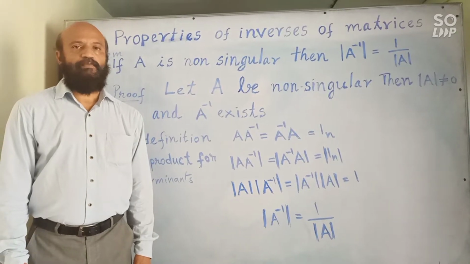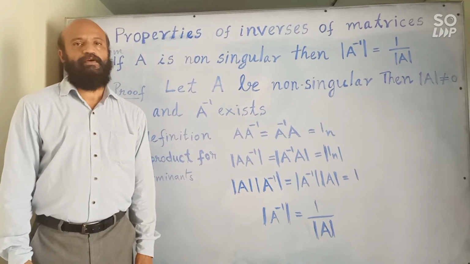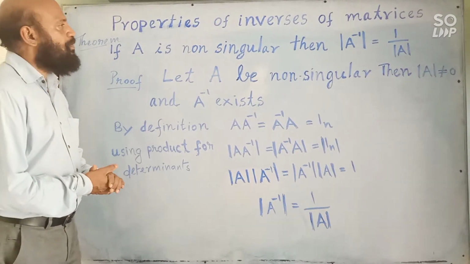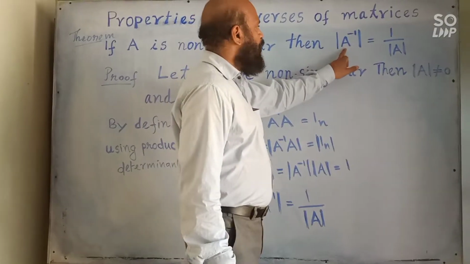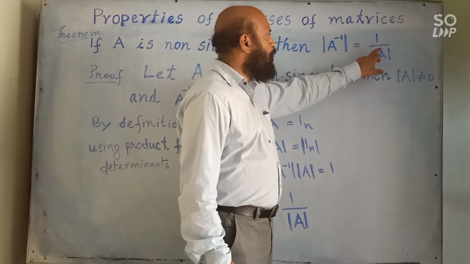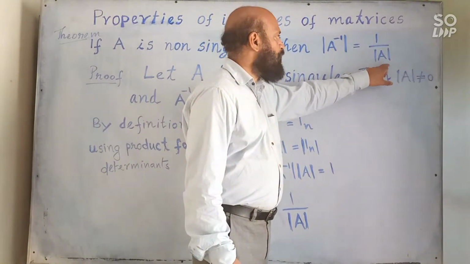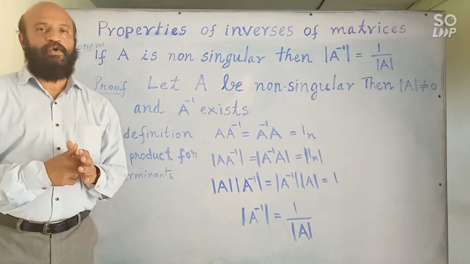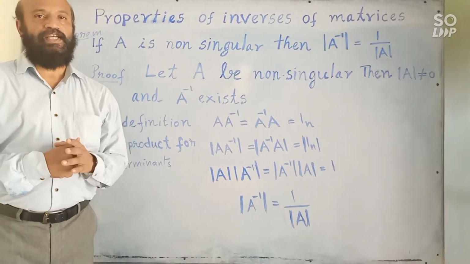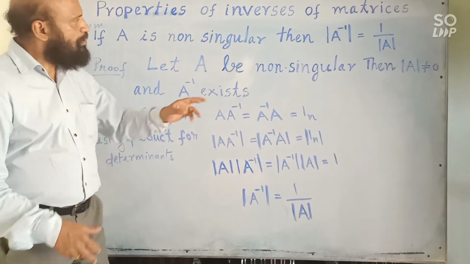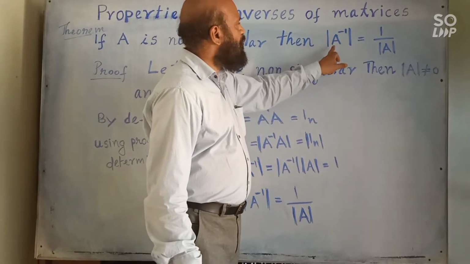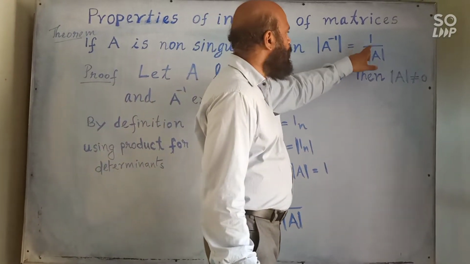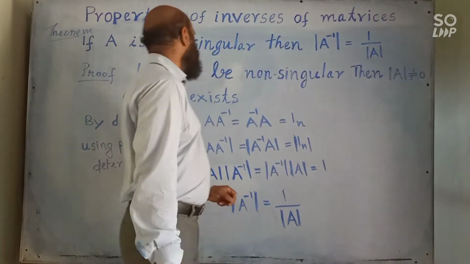Today we will see some of the properties of inverses of matrices. If A is a non-singular matrix, determinant of A inverse is equal to the reciprocal of the determinant of A. Already we have seen if A is a non-singular matrix, inverse exists. That means always determinant of A inverse will be equal to 1 by determinant of A.